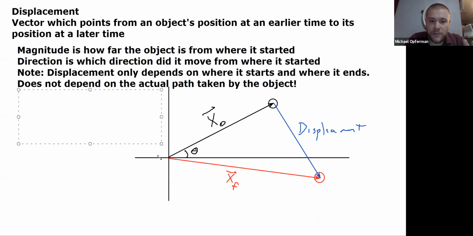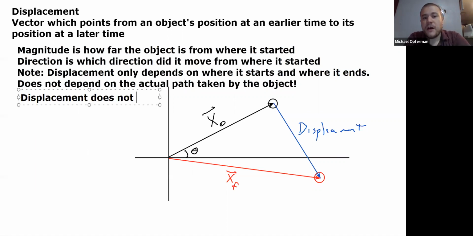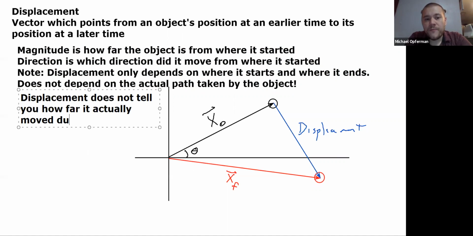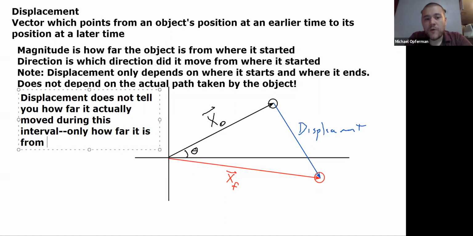You write this down as well. Displacement does not tell you how far it actually moved during this interval, only how far it is from where it started. So we're not making any statement about the path that the object took or the history of what the object did. We're only making a statement about where it is now compared to where it is at the beginning, the final result.